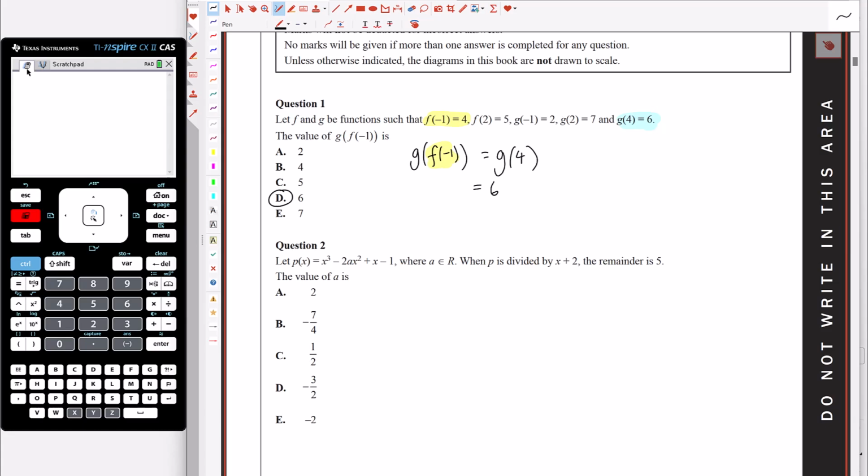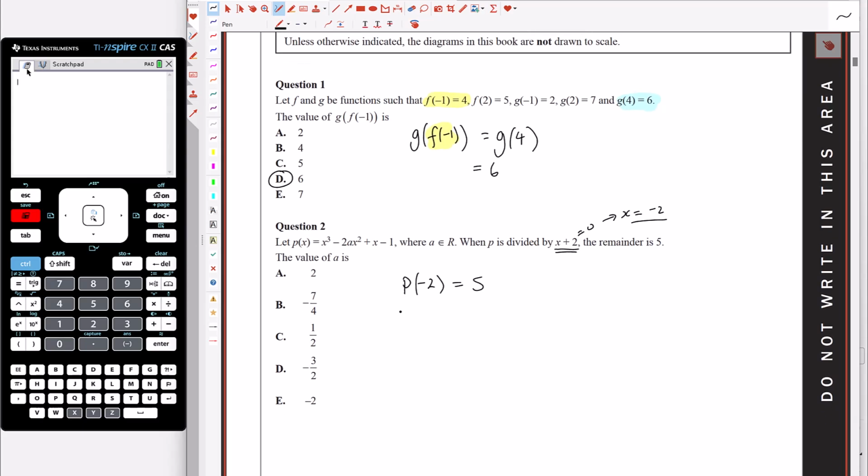Let p of x be a cubic polynomial, where a is an unknown coefficient, a real number. When p is divided by x plus 2, the remainder is 5. Okay, so this is just a straight remainder theorem question, fairly standard Year 11 sort of question. So if we get a remainder of 5 when we divide by x plus 2, that's because p of -2 is equal to 5. So we solve x plus 2 equal to 0, x equals -2. That's what you then substitute into your polynomial to work out the remainder.